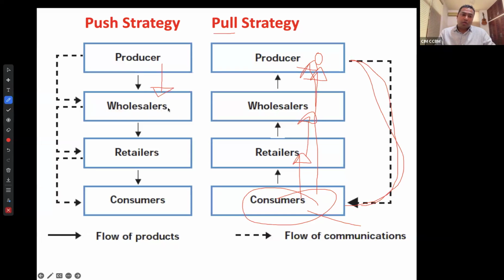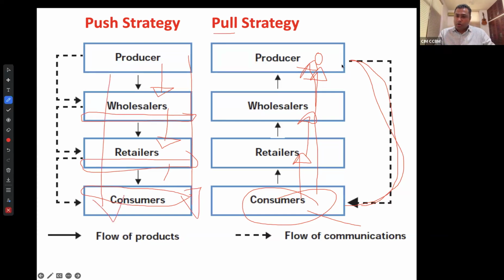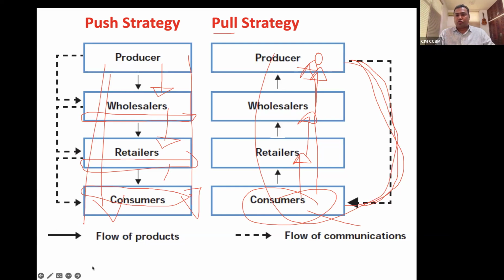Then your wholesalers offer your retailers another discount to buy more. So they stock a lot of products. Why? Because they have got a better price. And retailers in return give another discount and push it to consumers. So you push through the channel, and you pull through the consumer.